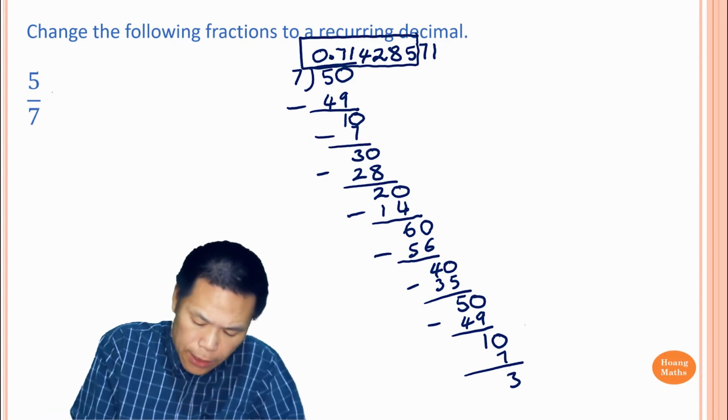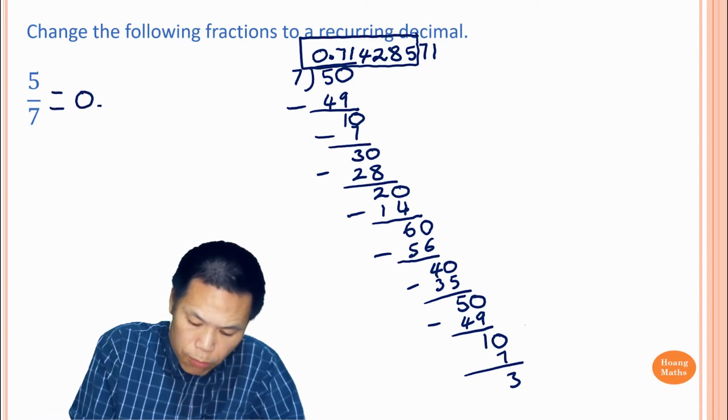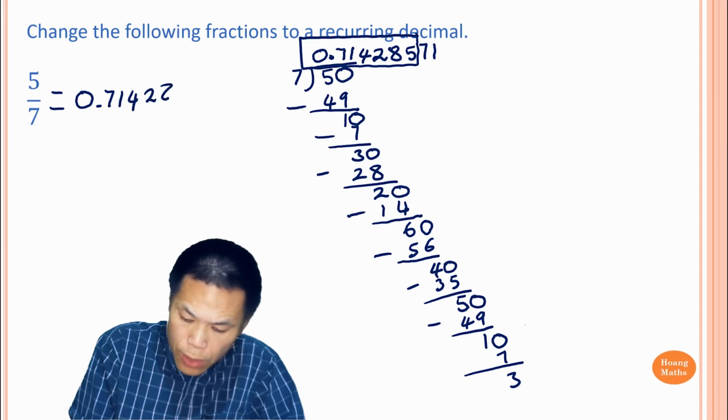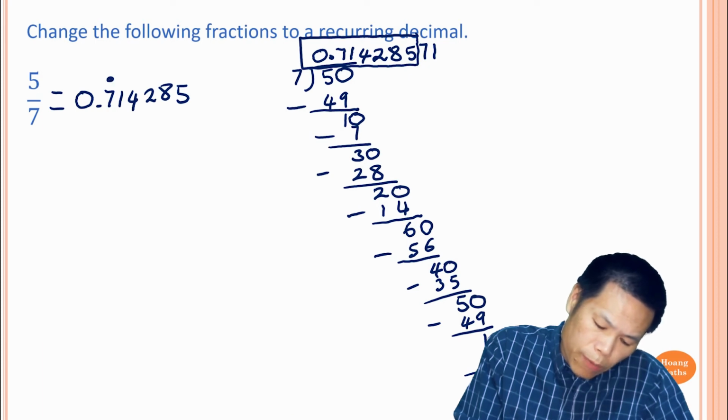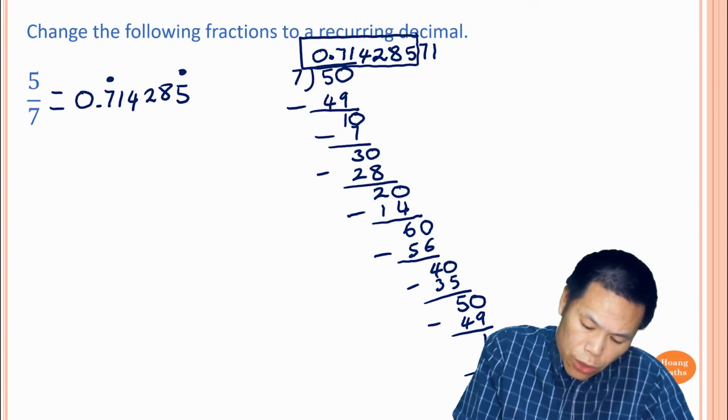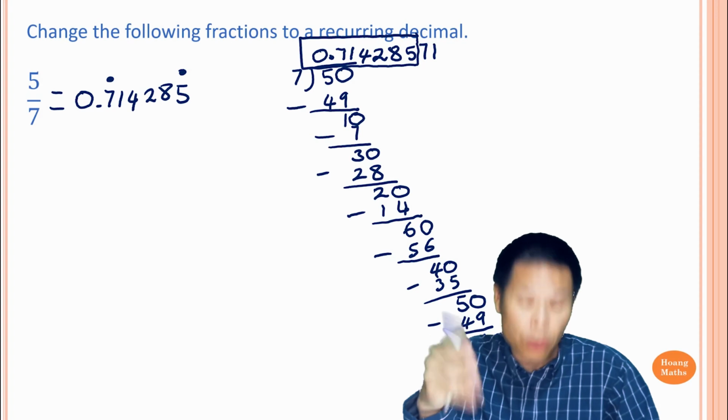So the answer is 0.714285. So we just write a dot on top of 7 and a dot on top of 5. So that's the answer.